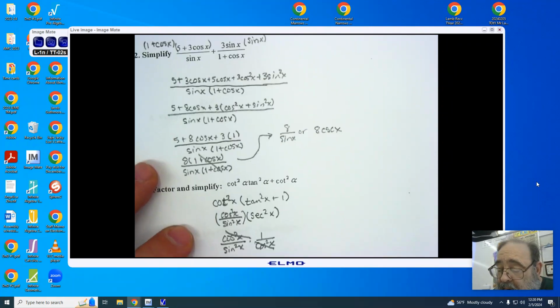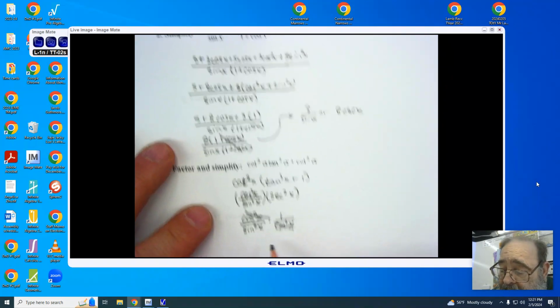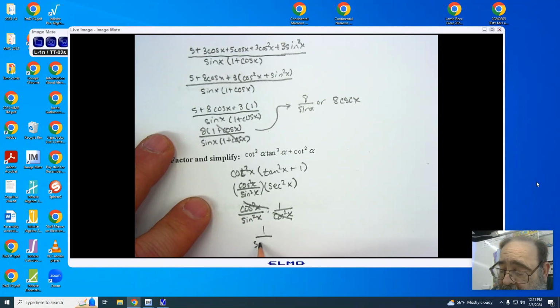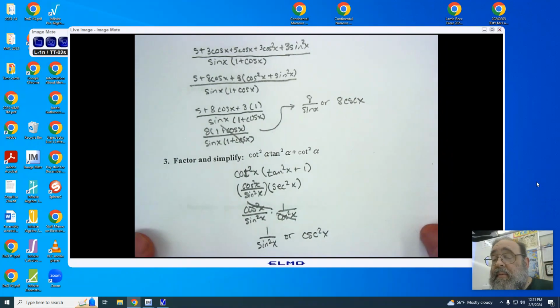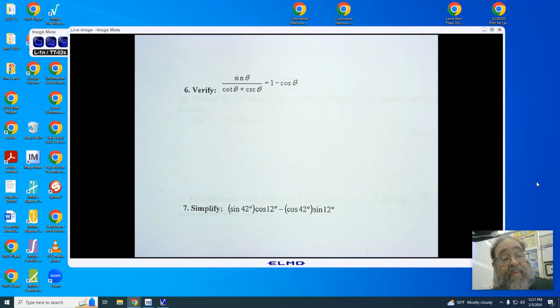Cosine squared of x's will cancel. And I am now looking at my solution, 1 over sine squared of x, or the cosecant squared of x. And that's number 3.